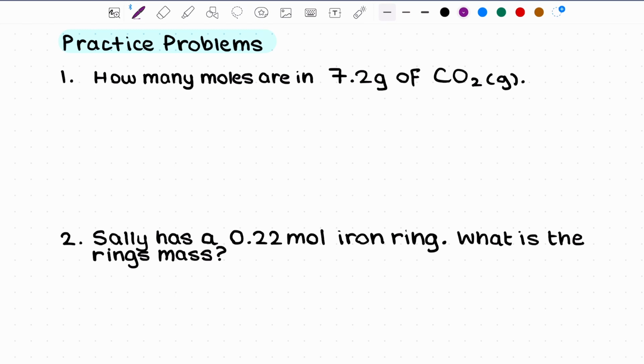Let's go through some practice problems. I encourage you to try these problems on your own first and then check back and see if you got them right. But either way, let's go through them now.